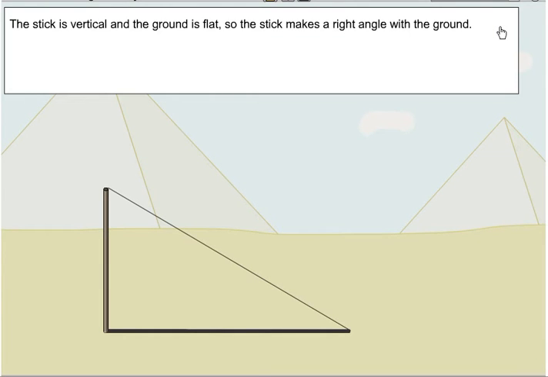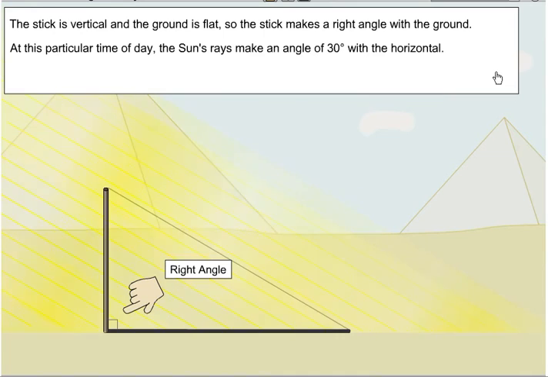The stick is vertical and the ground is flat, so the stick makes a right angle with the ground. At this particular time of day, the sun's rays make an angle of 30 degrees with the horizontal.